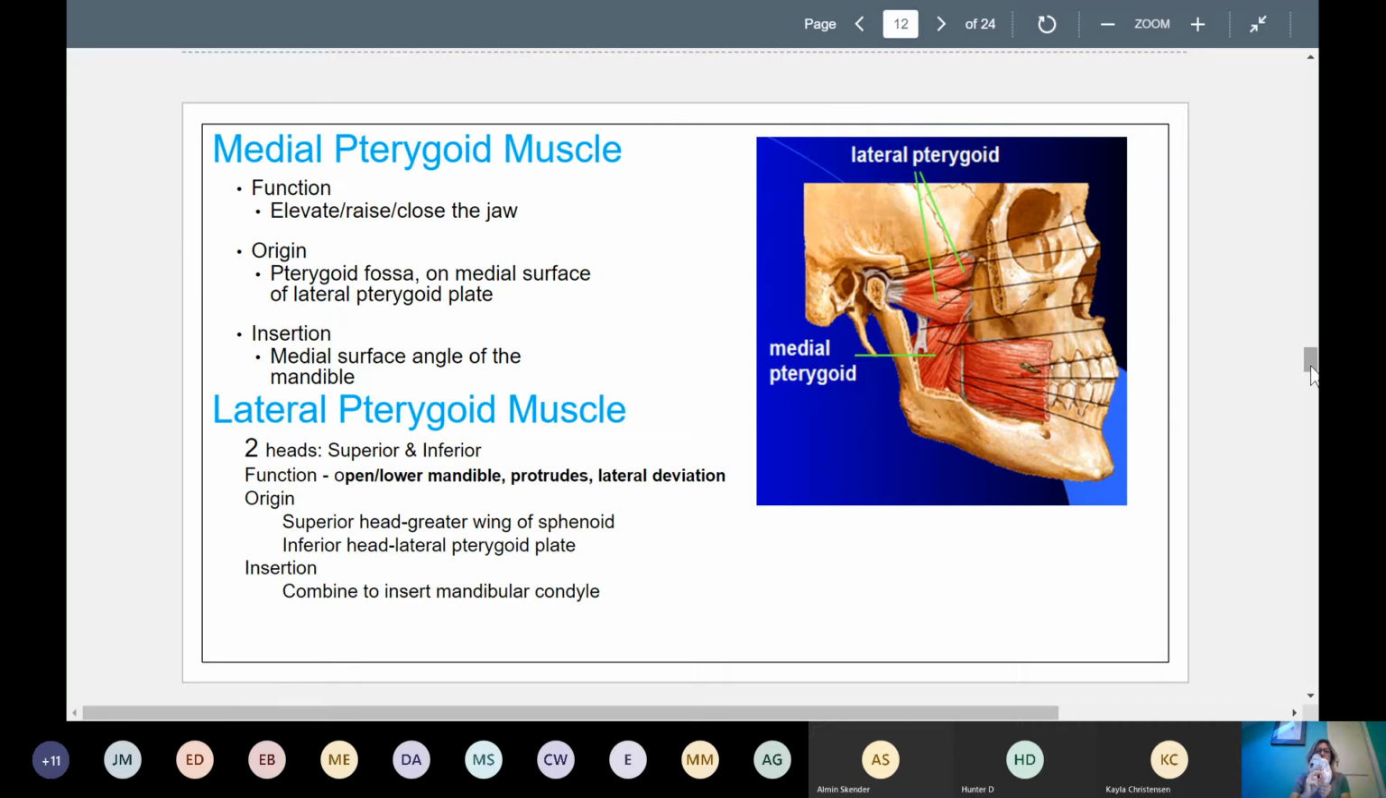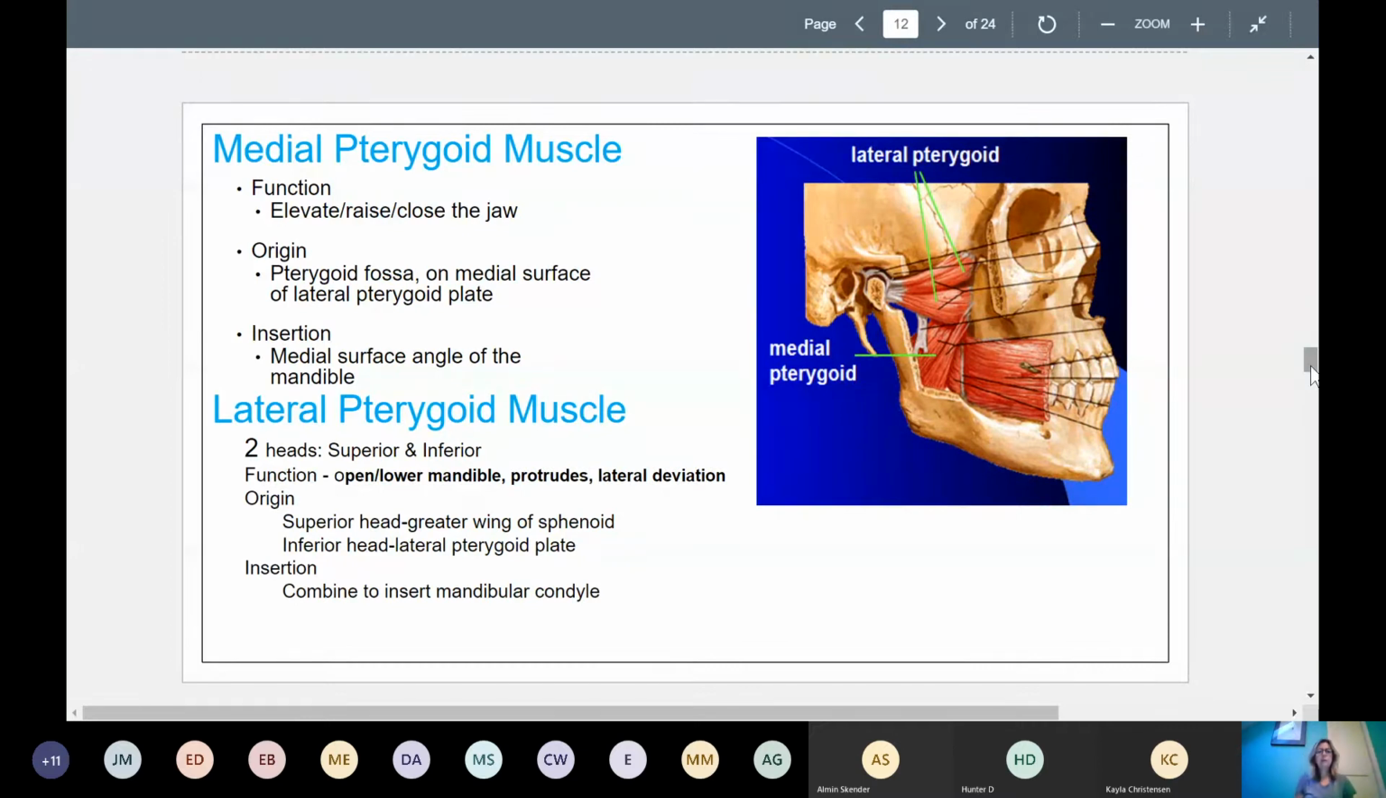And on the medial surface of the lateral pterygoid plate. So find your lateral pterygoid plate, and the medial surface would be the side that's closest to the midline. So it would be right here is where its origin is. And its insertion is the medial surface angle of the mandible. So the medial surface angle of the mandible, so right here.